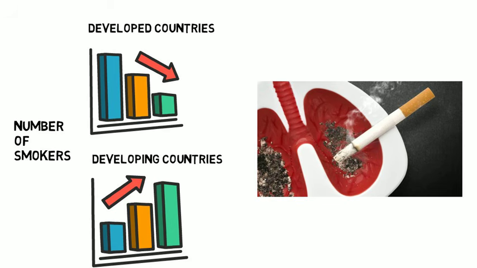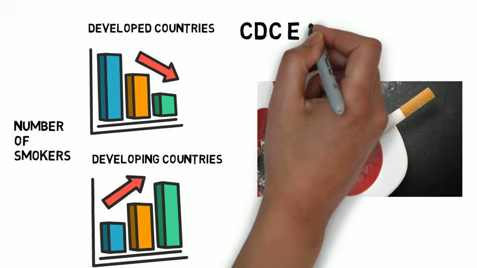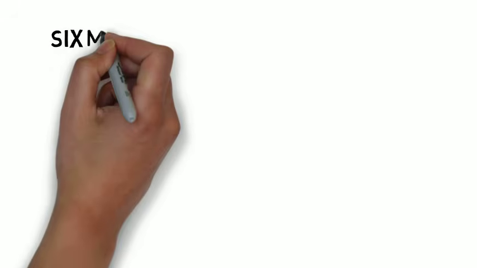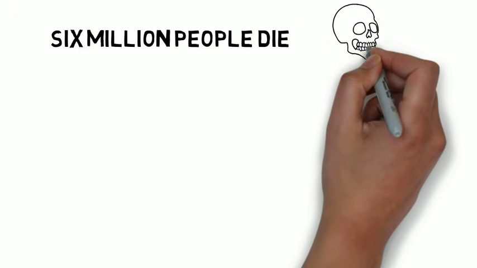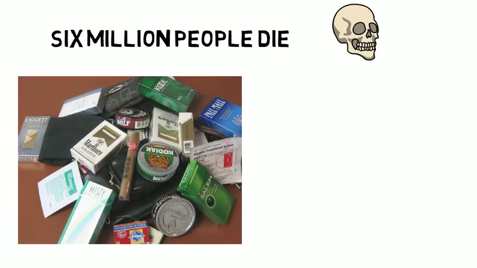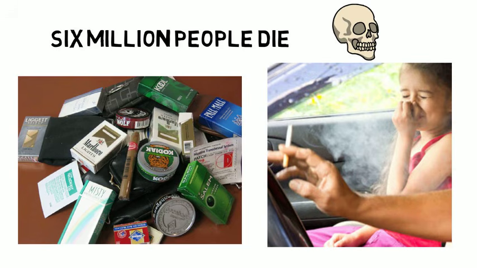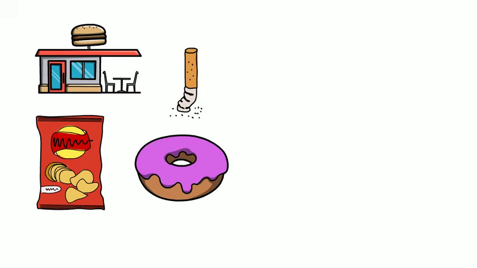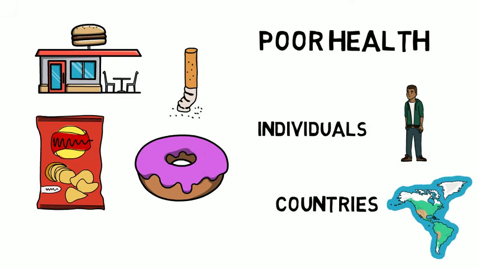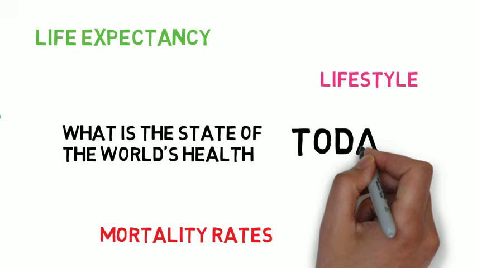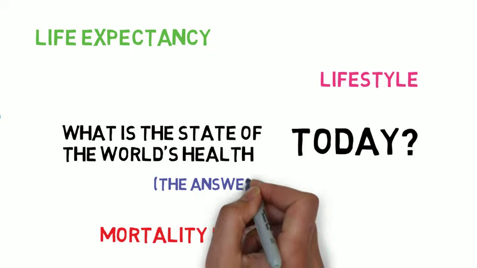The Center for Disease Control, CDC, an organization based in the United States, estimates that there are 1 billion smokers worldwide, and that 80% of them live in developing countries. Every year, 6 million people die from tobacco-related products, including those who contract diseases from secondhand smoke, that is, smoke inhaled by non-smokers. Such lifestyle choices lead to poor health, both for individuals and countries. Information about life expectancy, mortality rates, and lifestyle can begin to address the question, what is the state of the world's health today? The answer is a mixed one.